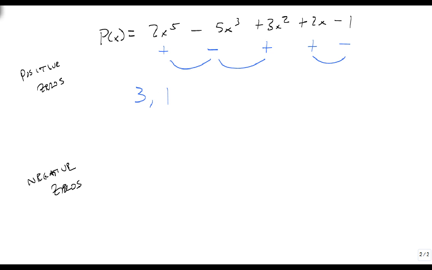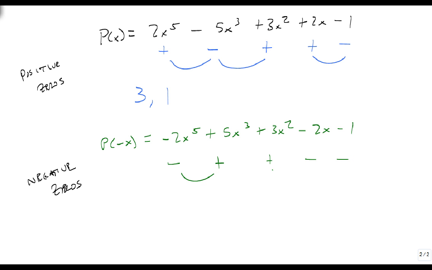On the negative case, we start by changing the signs of the odd ones first. This gives me minus 2x to the 5th plus 5x cubed plus 3x squared. Notice it's even, so I don't change it. Minus 2x, it's odd, so I do, and minus 1, constants never change. So this goes negative, positive, positive, negative, negative. And so here I get 1, 2, and only 2 variations. So there are either 2 or 0 negative zeros possible in this function.